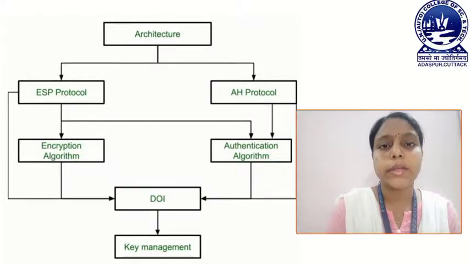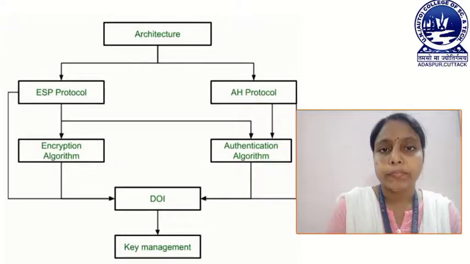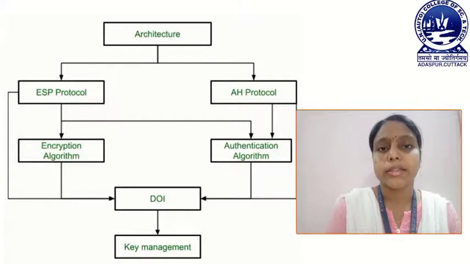Now look at this figure. This figure shows the IP security architecture. Here this architecture has two protocols, one is the ESP protocol and another one is the AH protocol. Here the ESP protocol includes the encryption algorithm and the AH protocol includes the authentication algorithm. These two algorithms are used in our DOI. Then we use the key management. This is the basic structure of our IP security architecture.